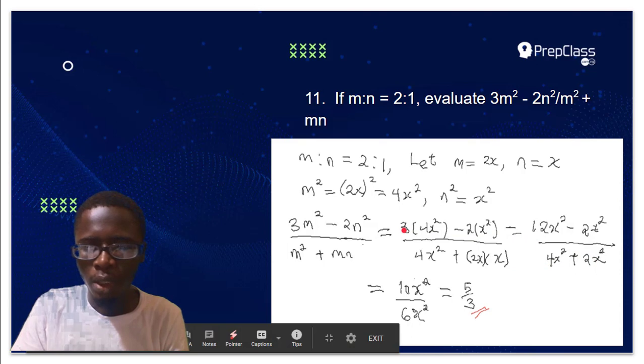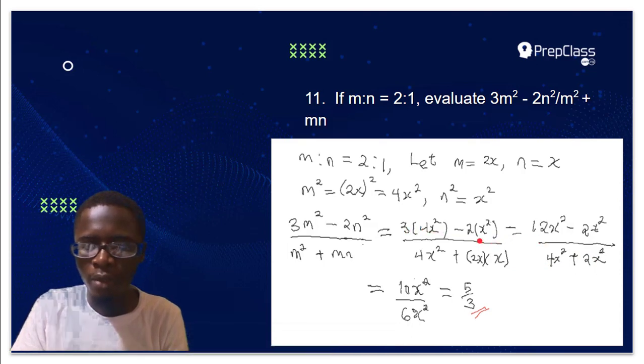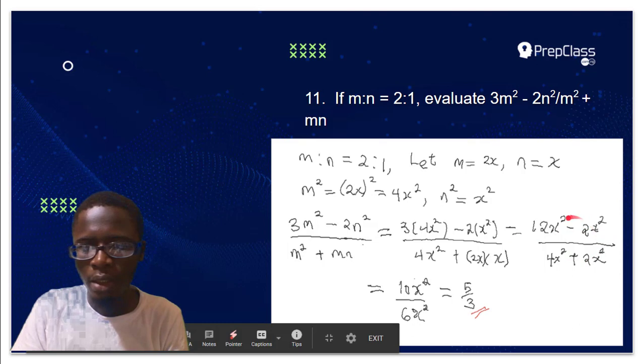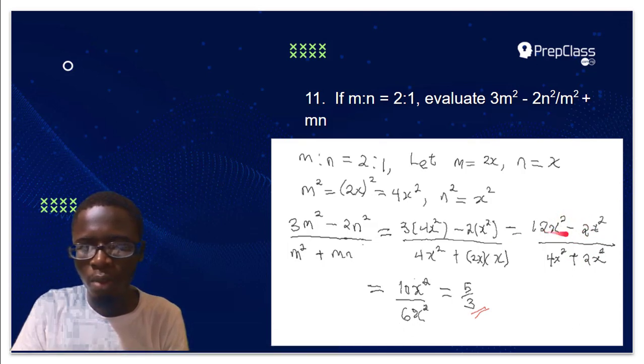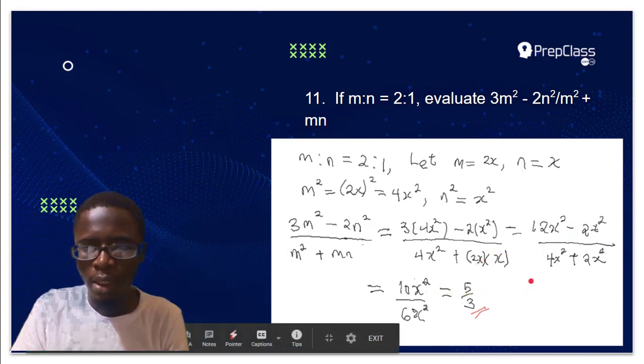And 3 times 4x squared is going to give us 12x squared, and then we have minus 2 times x squared is going to give us minus 2x squared. So what you can see here is a number we can easily subtract from another. So 12x squared minus 2x squared is going to give us 10x squared. And here we add them both. 4x squared plus 2x squared gives us 6x squared. So x squared cancel x squared.